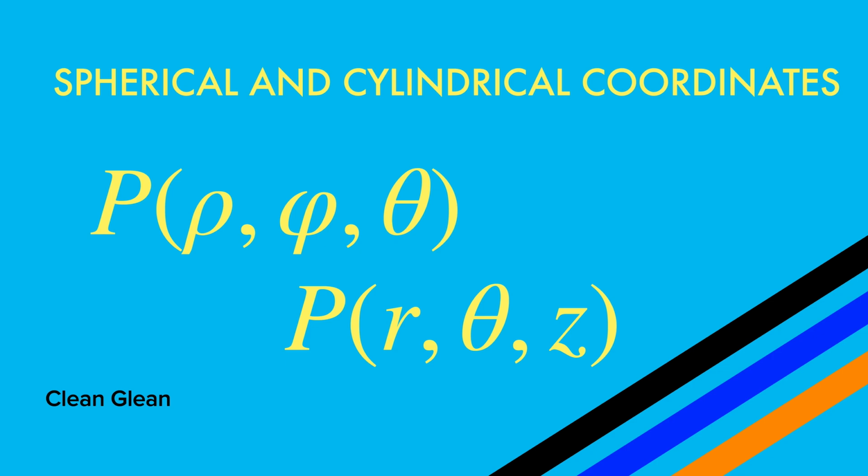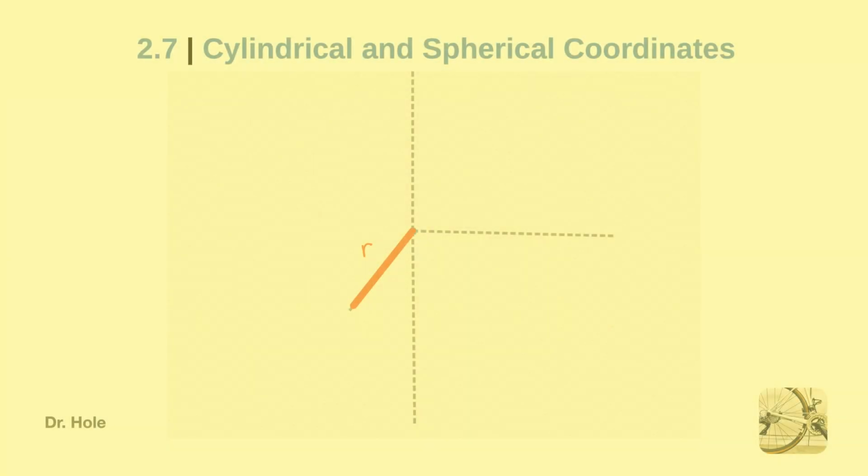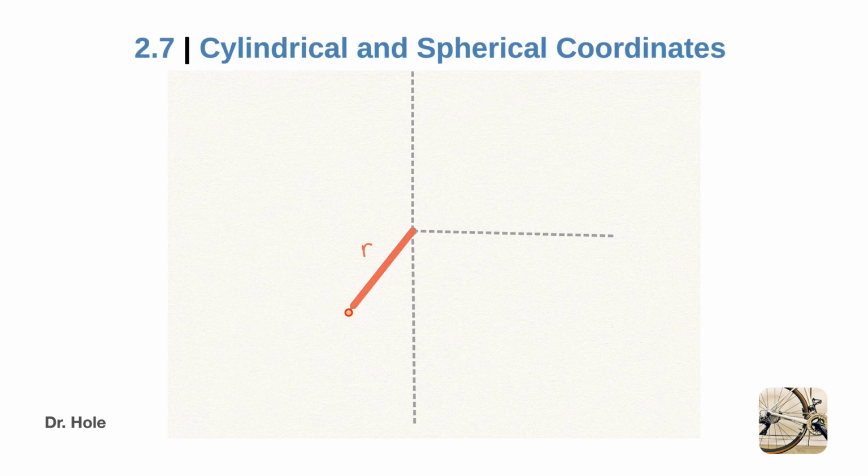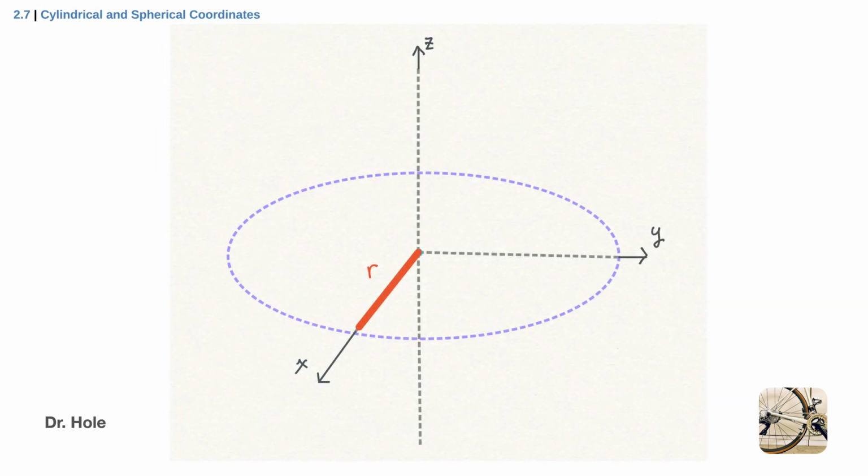This video is a quick introduction to spherical and cylindrical coordinates. Here we have the x positive axis, the y positive axis, and the z positive axis. From the origin, we're measuring out a distance r along the x positive axis. Draw a circle of radius r in the xy plane.